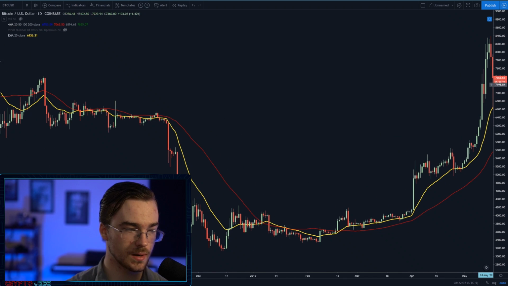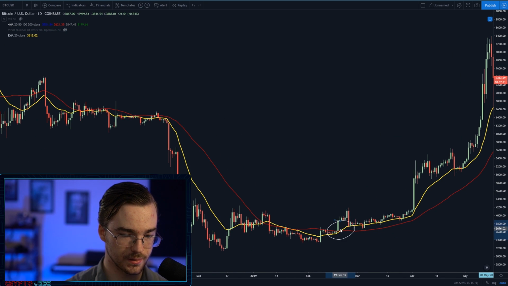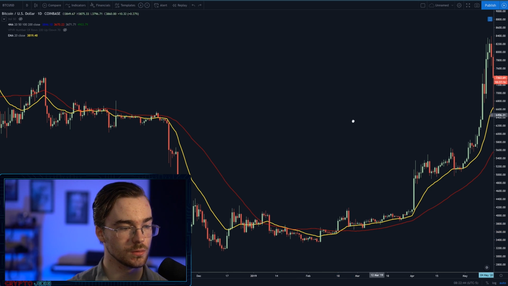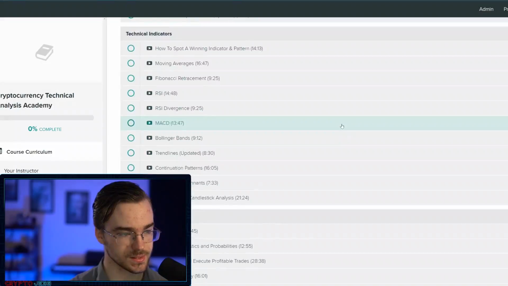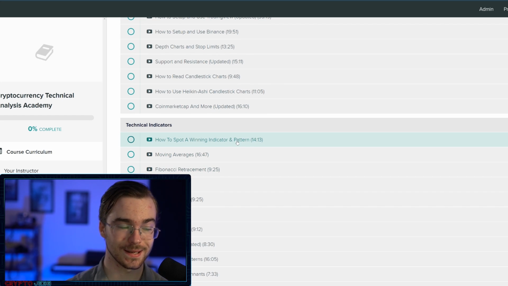And back in the 2019 rally, we saw that Bitcoin had a cross right down here, around $3,600 back in February of 19, and that would lead to this entire move to the upside. It's an important technical, and it definitely does have historical and technical relevance to our chart, so it's something that we ought to be looking at and taking heed to. As we discussed in this video in CT2A, how to spot a winning indicator and pattern.